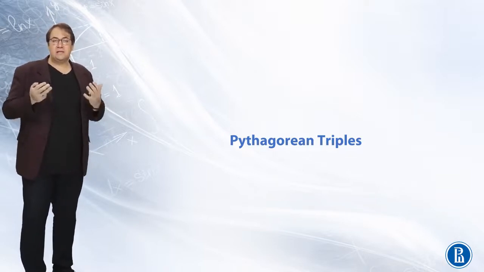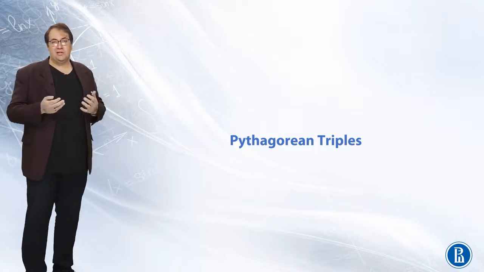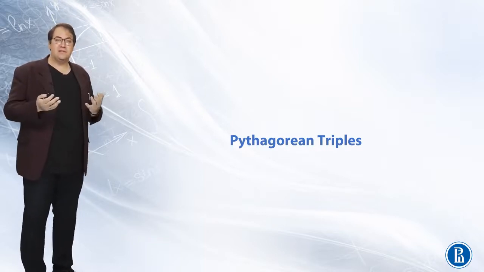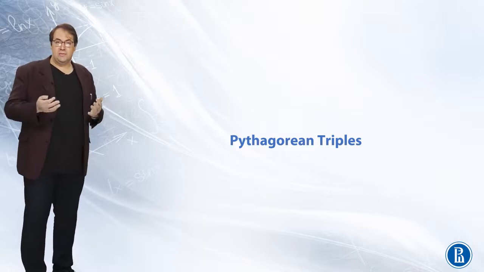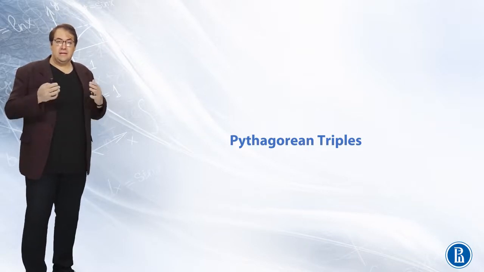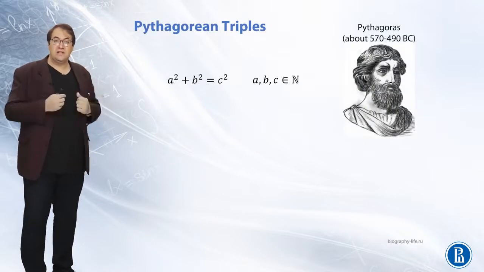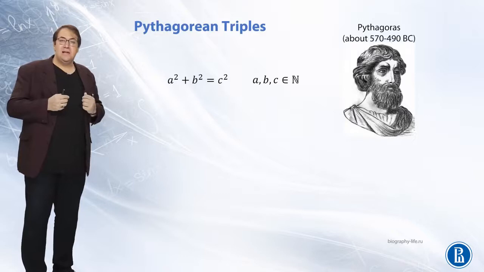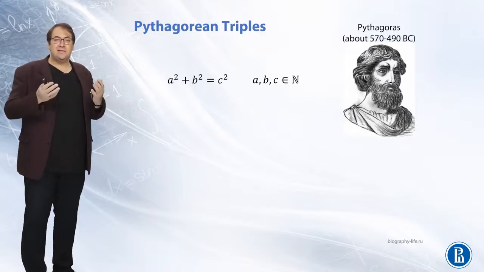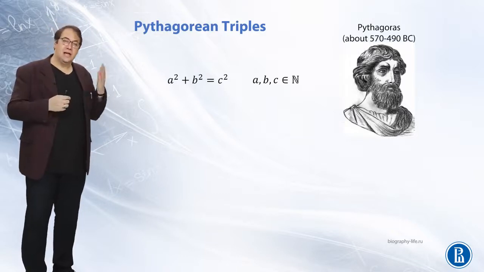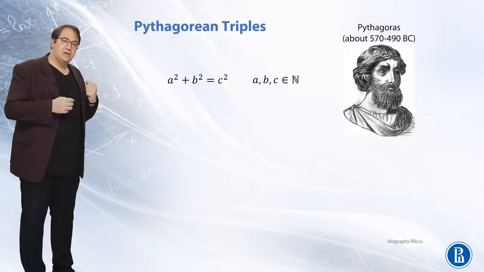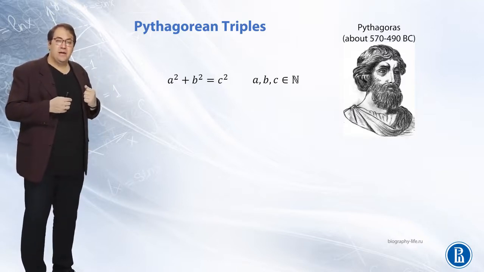Pythagoras' theorem in geometry is perhaps the most famous mathematical theorem in the world. And in number theory, by Pythagorean triples, we mean triples of positive integers a, b and c which satisfy the Pythagoras equation a squared plus b squared equals c squared.